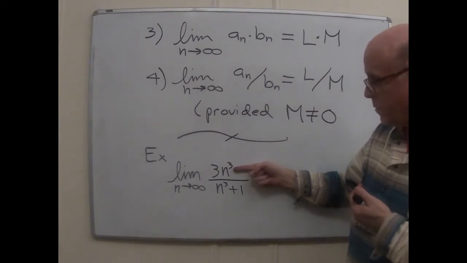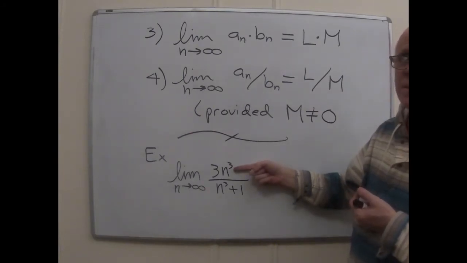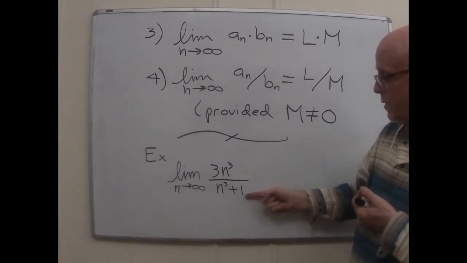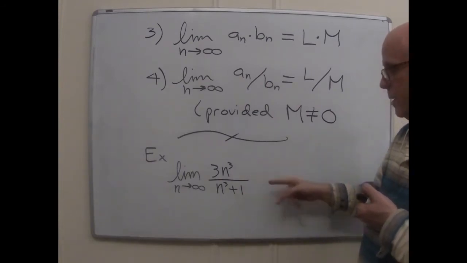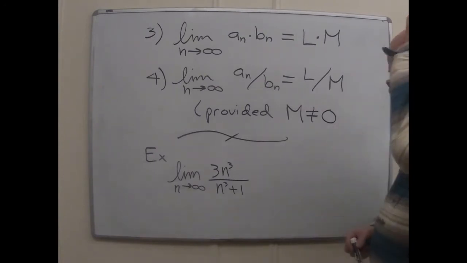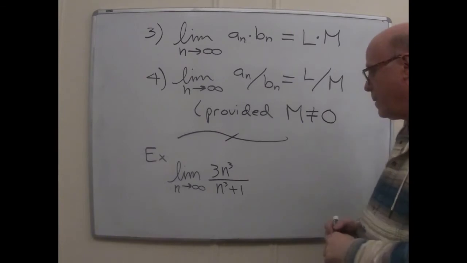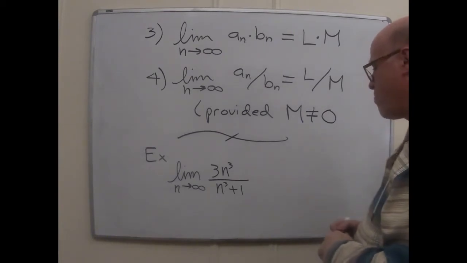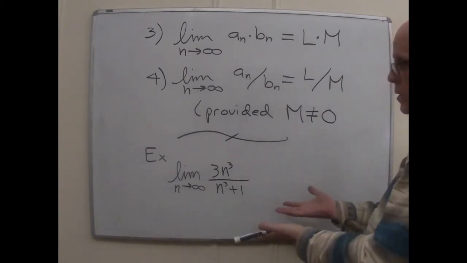Does the limit of 3n cubed even exist? No, sorry, that goes to infinity, as does that. Right? So this would be infinity over infinity if we tried to reckon it that way. Now, is there something we can do with it? Well, actually, I can tell you, the limit here is 3.